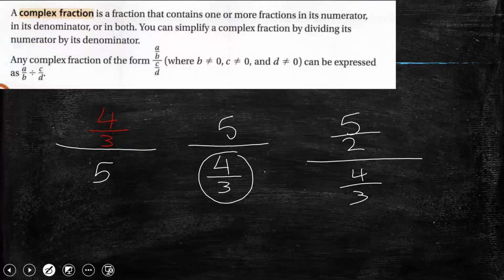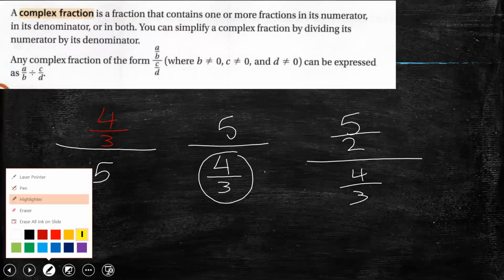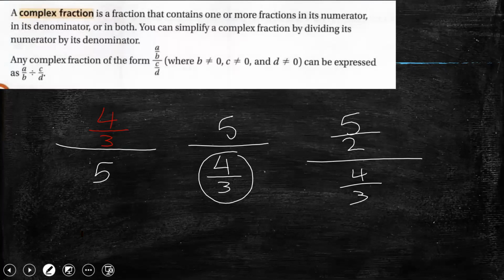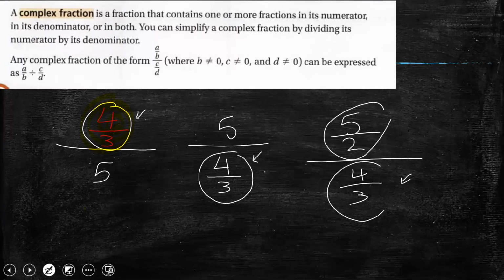Now here, all of them are complex fractions. If you look at the denominator, we have a fraction. In the numerator, we have a fraction, or both of them, we have a fraction. This type of fractions, we call them complex fractions.